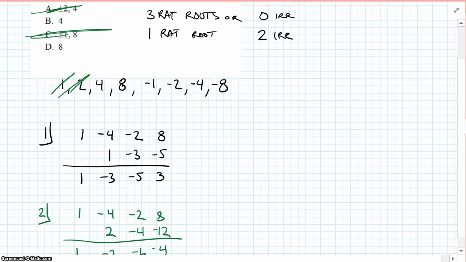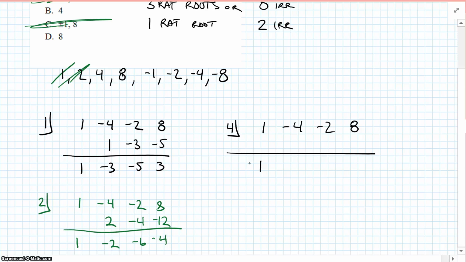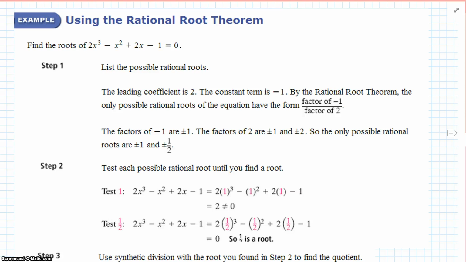So we got to try 4 and 8 now. So let's try 4. 1, negative 4, negative 2, 8. Drop the first one, 1. Then 4, 0, 0, negative 2. Negative 2 times 4 is negative 8. So that is 0. So 4 is a root. Since it's multiple choice, I don't need to check any negatives or anything like that. The answer is 4. And again, I'll show you later how to solve it completely.